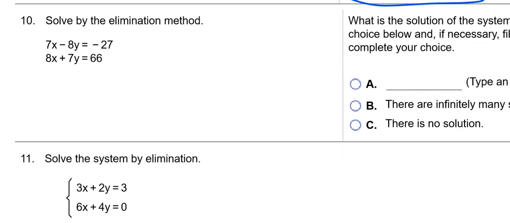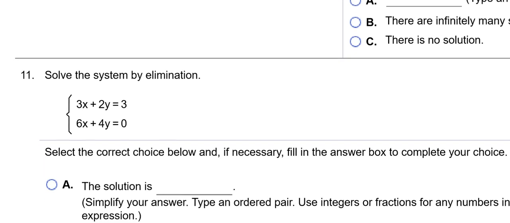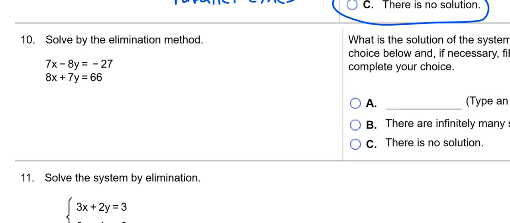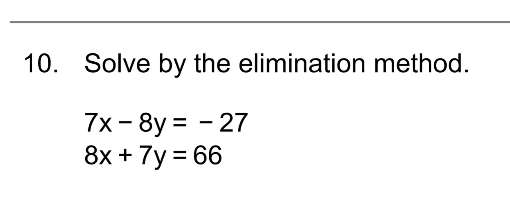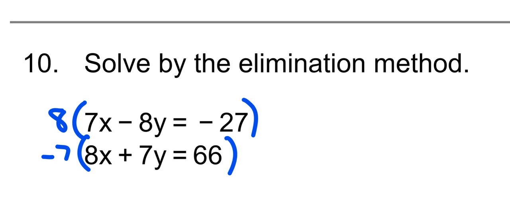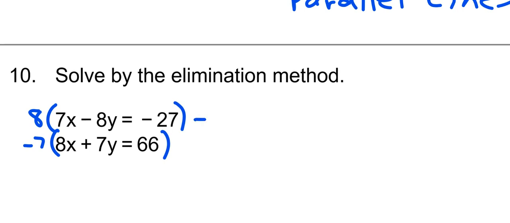We'll skip 10 for the moment and come back to it if we have a chance. The reason we're going to skip 10, I'll show you why. Which variable do you want to get rid of? Just pick one. Okay, let's say we want to get rid of the x. The smallest thing that 7 and 8 both go into is 56. So I would be multiplying one equation by 8 and the other equation by -7. I'm going to get some decently large numbers, but maybe this isn't as bad as I thought.